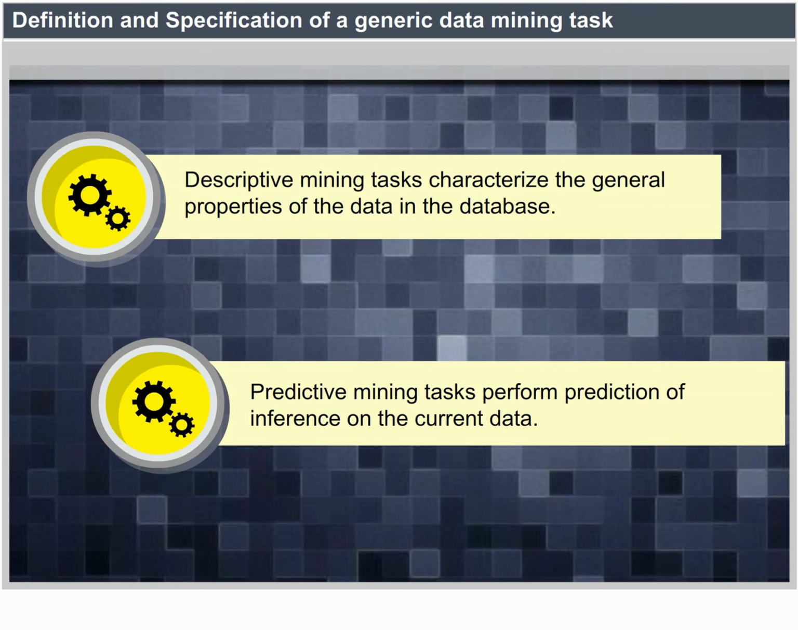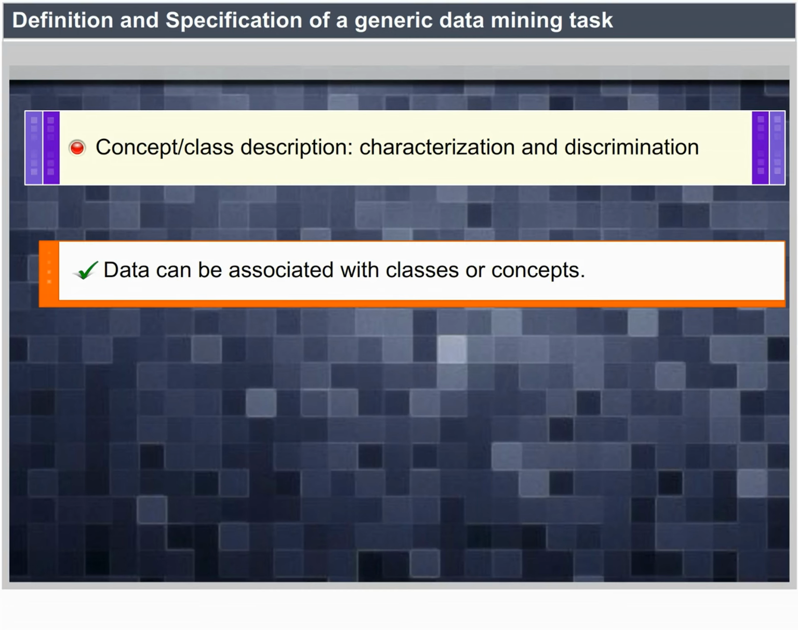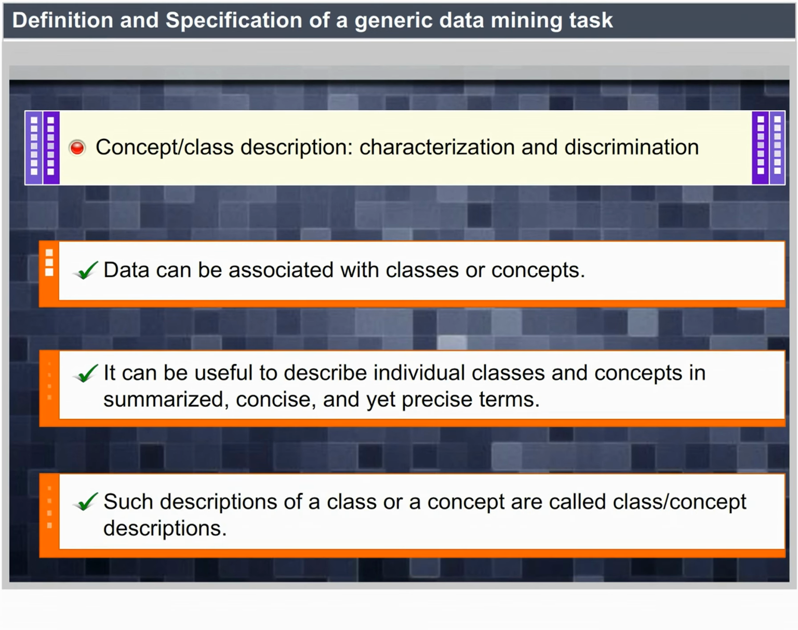Concept, class description, characterization, and discrimination. Data can be associated with classes or concepts. It can be useful to describe individual classes and concepts in summarized, concise, and yet precise terms. Such descriptions of a class or concept are called class concept descriptions.